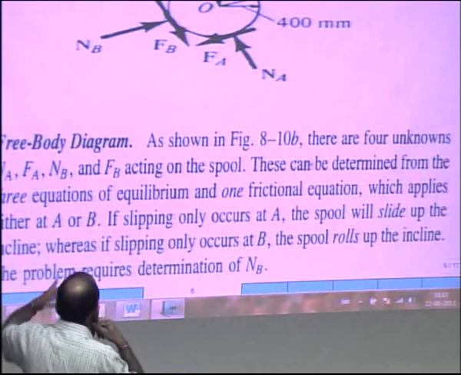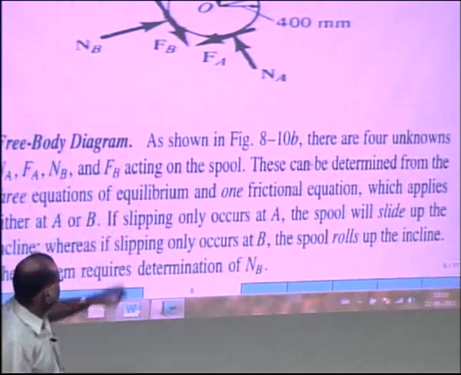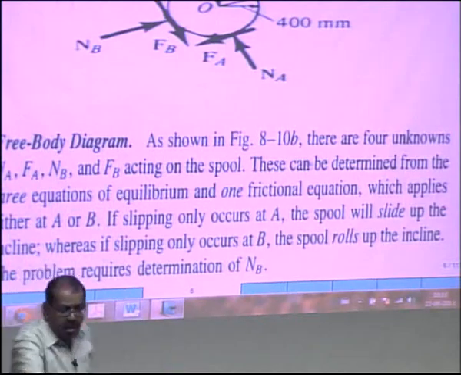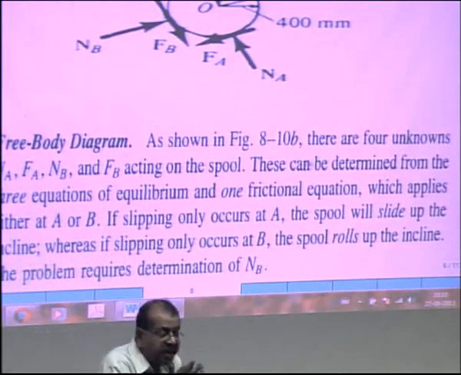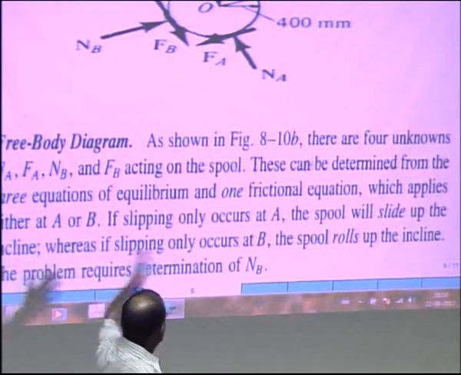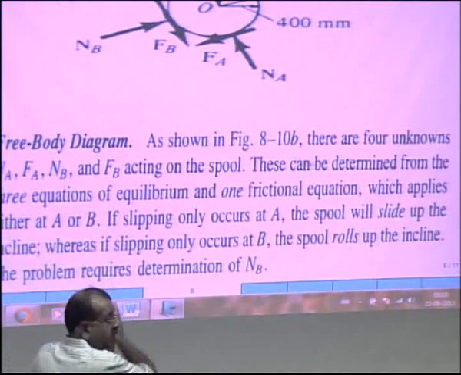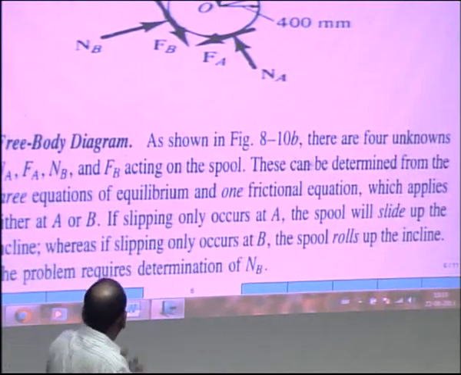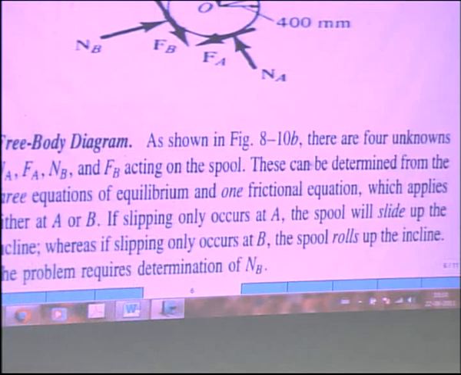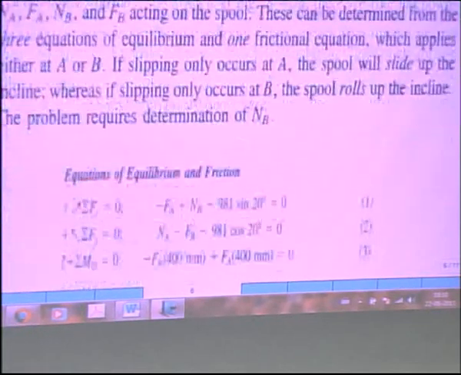Or the other possibility could be that slipping first occurs at B. In that case, the spool will roll up the incline. So, either it can roll up the incline or it can slide up the incline. At least at the limiting case, slipping will occur at point B. So, therefore, we have to find out, and actually eventually we have to find this Nb to solve this problem.